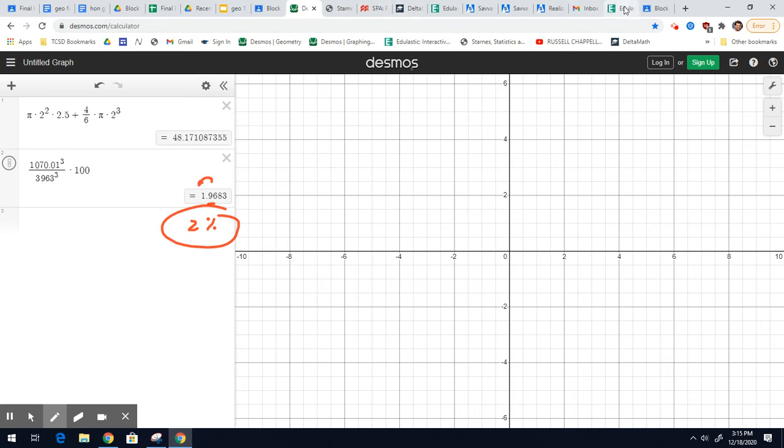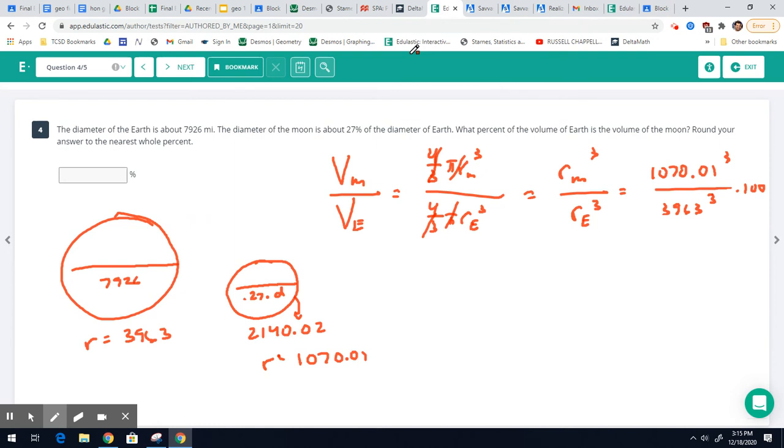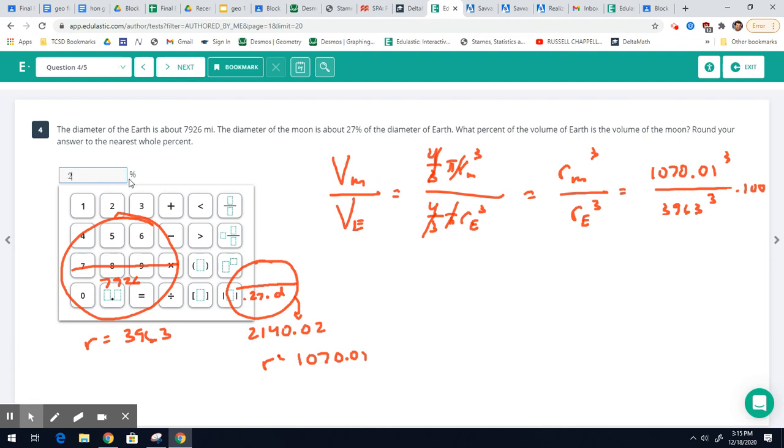So the volume of the moon, crazy as it is, right? The volume of the moon is only 2% the volume of the Earth. Wow, right? That's very interesting. Okay.